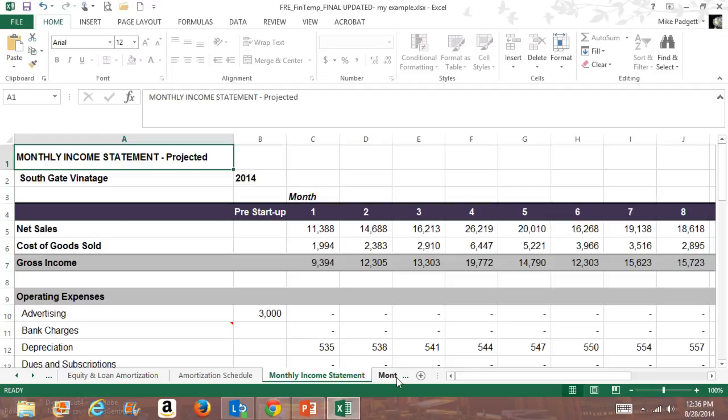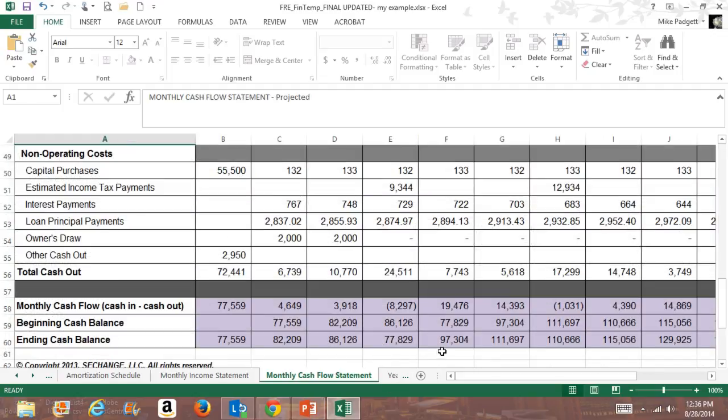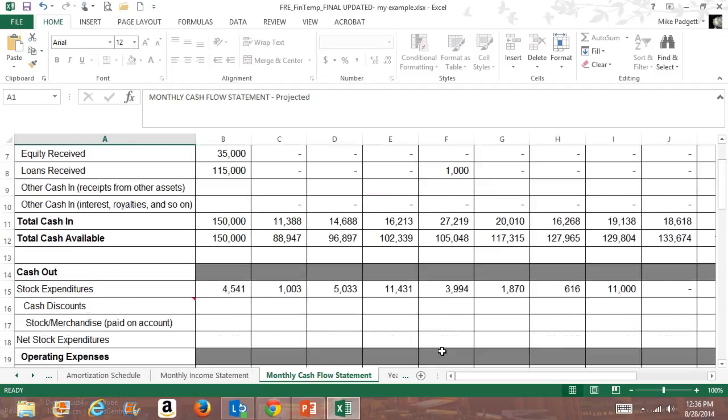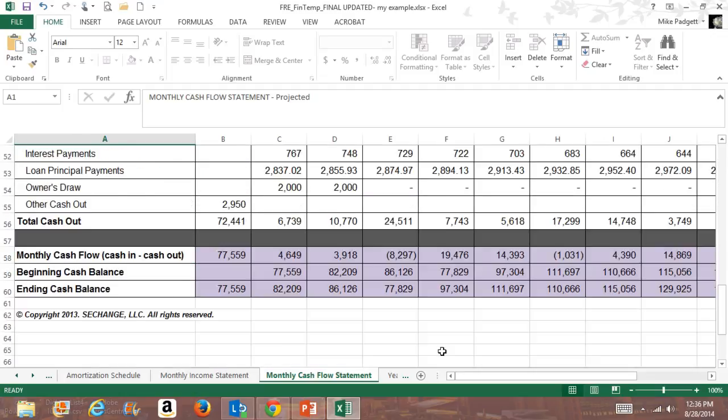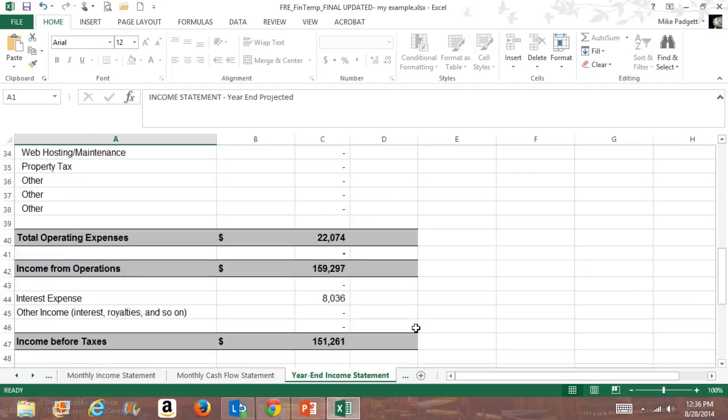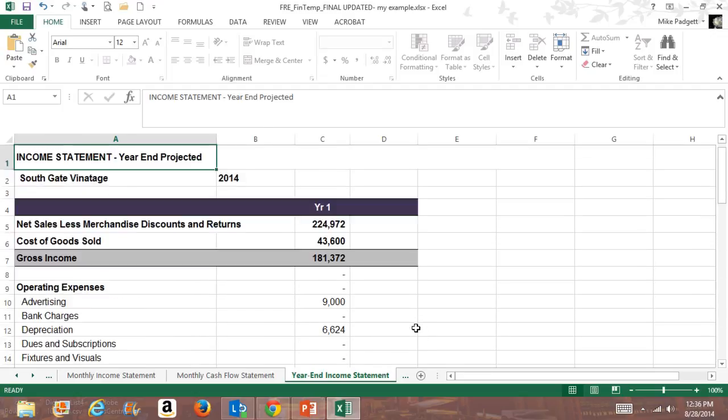And then next is your monthly cash flow statement, and same thing, it should be all filled in for you. Mine is just missing numbers because I haven't filled them all in, but it generates everything for you. And this is another statement that you'll need in your financial plan. And then you'll also have your year-end income statement that you'll need to copy and paste in your financial plan.